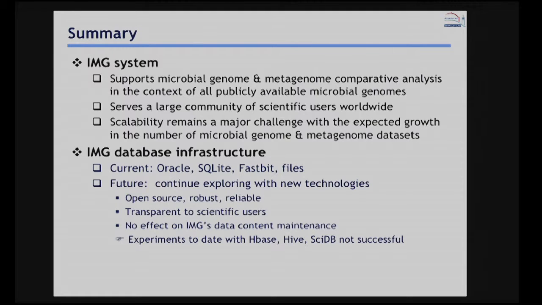So the summary is that the IMG system supports microbial genome and metagenome comparative analysis, and it serves a large community of users. Scalability has remained a major challenge, basically because of our budget limitation. Currently we are using Oracle, SQLite, FastBit, and some files. We use files to store sequence data and pathway image data. In the future, we need to keep exploring technology, because there's always new sequencing technology coming in, and we have more and more data coming in.